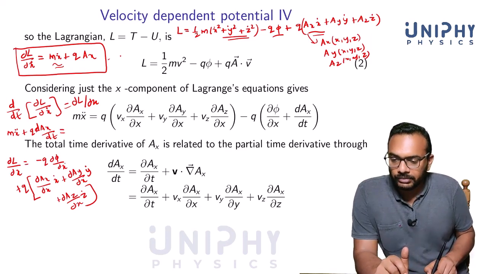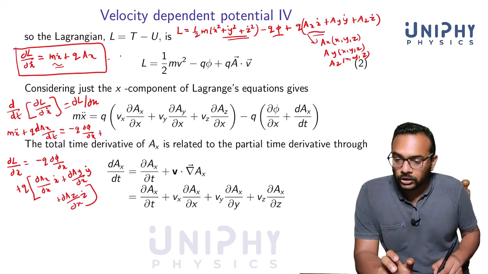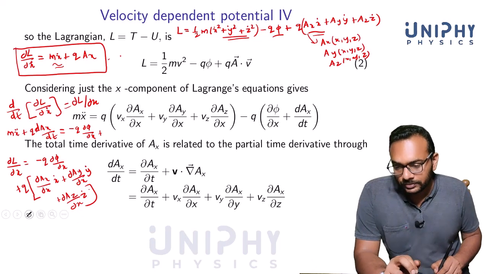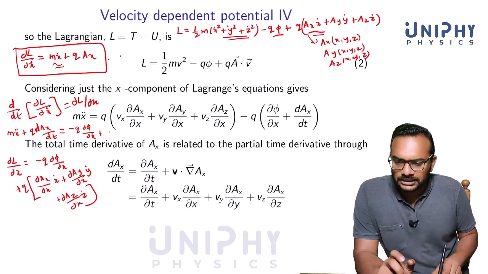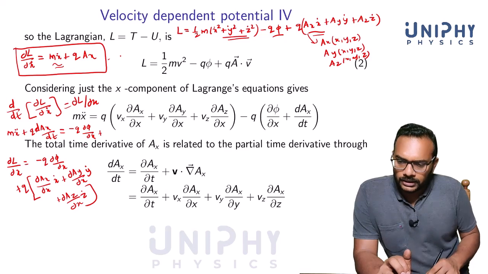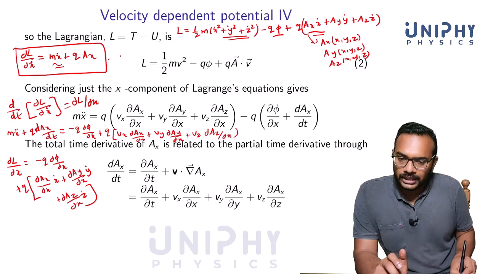We already found our ∂L/∂x here, and that's equal to minus q ∂φ/∂x plus q times this whole term. We have got ∂Ax/∂x, ∂Ay/∂x, and ∂Az/∂x here. So that's minus q ∂φ/∂x plus, on the right hand side, q times this x dot, which is basically vx ∂Ax/∂x plus vy ∂Ay/∂x plus vz ∂Az/∂x. This is our equation of motion.